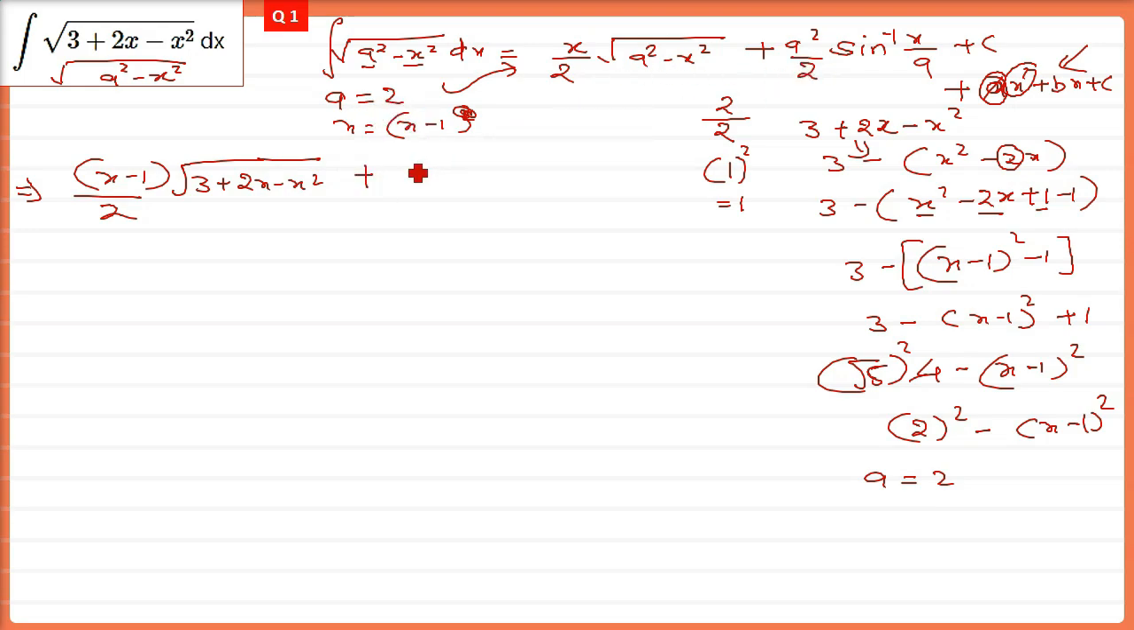Then an addition sign. What is a here? 2. So 2 square by 2 will give you 2. Sine inverse x by a will remain like that, but what is x here? x minus 1, and a is 2. And there is a 2 in front of it, which we got from 2 square by 2, that is a square by 2. And that is your final result. Just add a constant of integration also. So this is your final result.